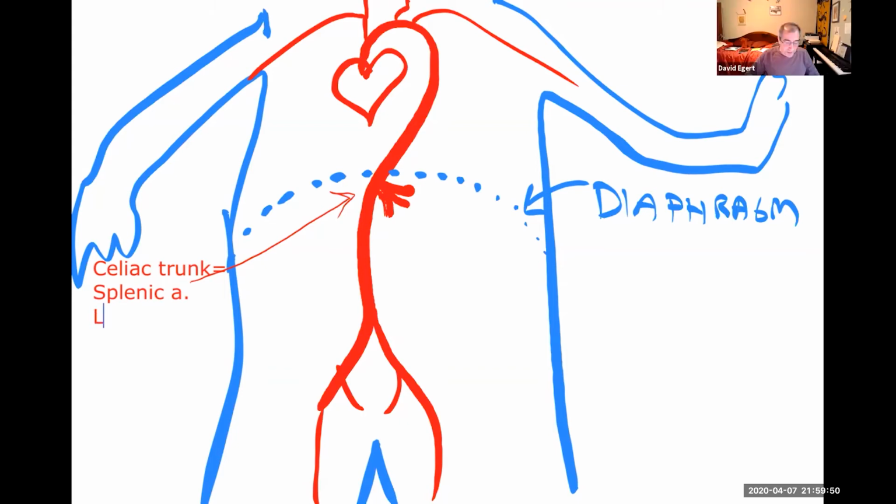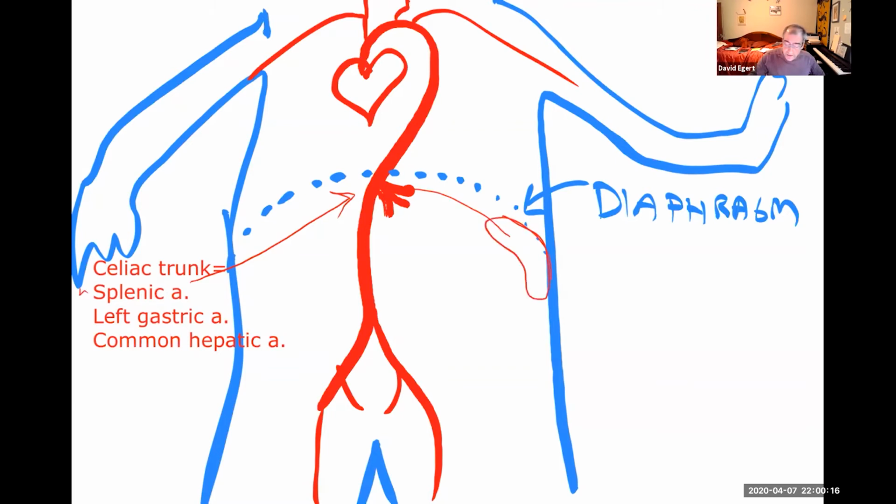There's going to be what we call the left gastric artery, which is going to supply the stomach. And there's going to be the common hepatic artery, which is going to be going off towards the liver. So kind of splenic, again, is going to be going to the spleen.